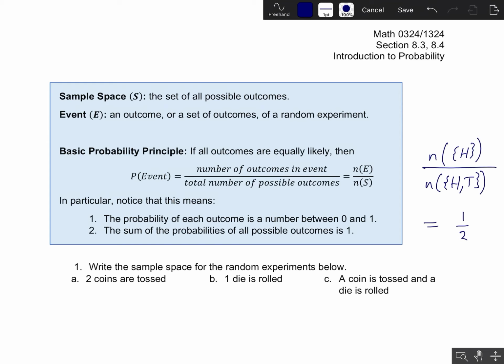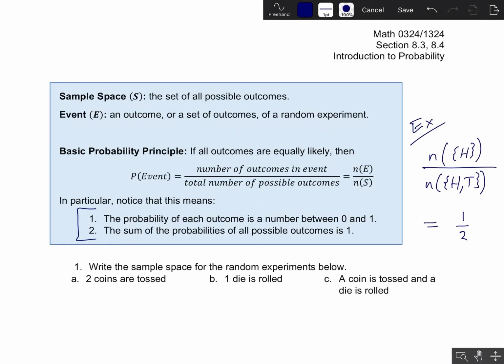And notice that just from this formula, we immediately get these two corollaries: the probability of each outcome has to be a number between 0 and 1. So probabilities will always be a number between 0 and 1. It's okay if you want to convert those to percentages. If you want to measure a probability as between 0% and 100%, that's also fine.